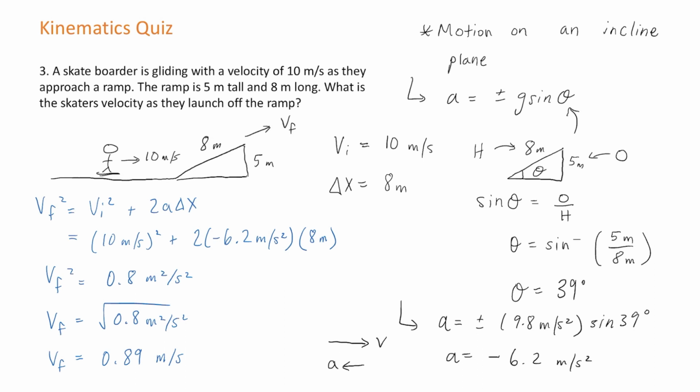And that makes sense because the skateboarder would have slowed down as they went up the ramp. So their final velocity is a lot smaller than their initial velocity. And with that, that is the end of the kinematics practice quiz. I hope the answers to these questions made sense, and if they didn't, then go back and watch the other kinematics, free fall, and motion on an inclined plane questions to keep practicing and testing your understanding.